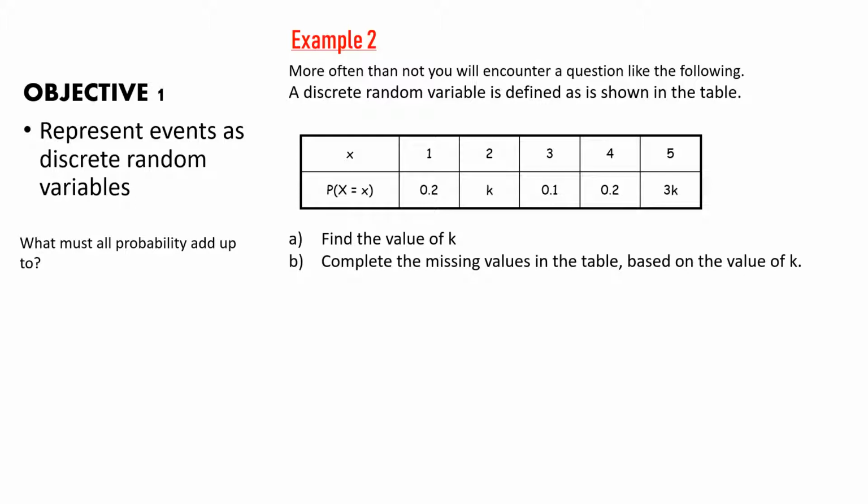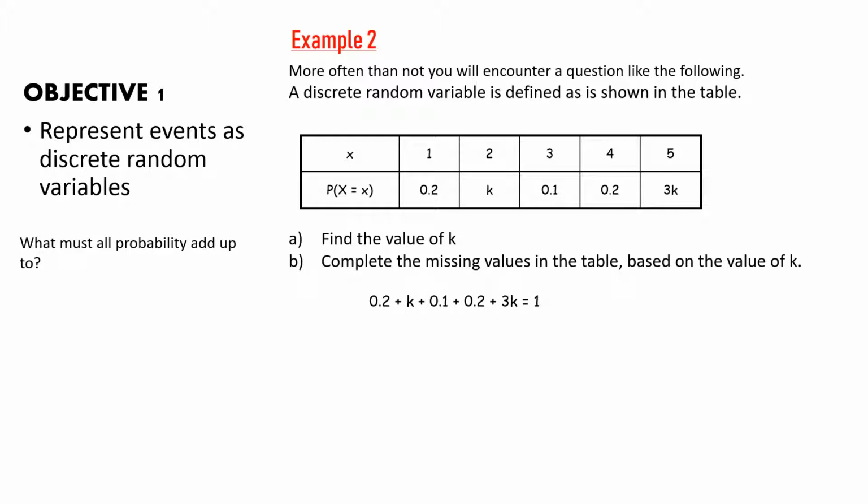And in the bottom line, we're given some of the probabilities. So we're given the probability of a 1 happening is 0.2, a 3 is 0.1, a 4 is 0.2, and 2 and 5 are represented in letters. So we don't exactly know, but we know that the probability of getting a 5 is 3 times greater than getting a 2. I've got to find the value of k and complete the missing values in the table based on the value of k.